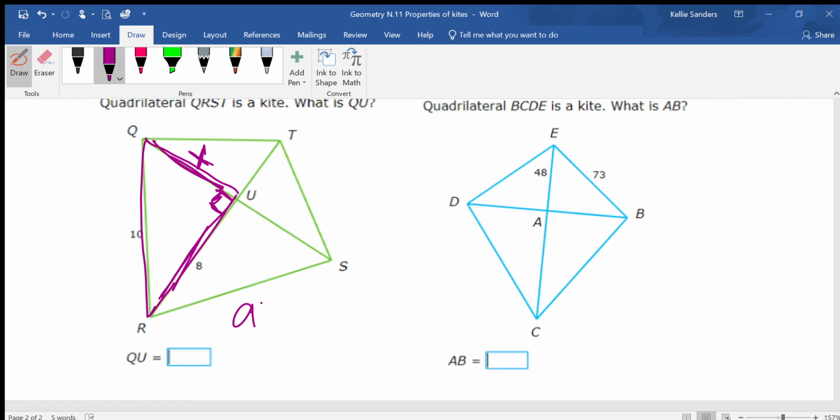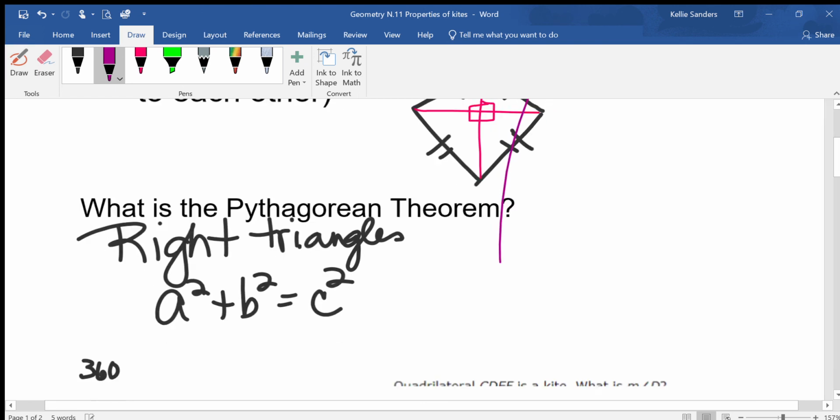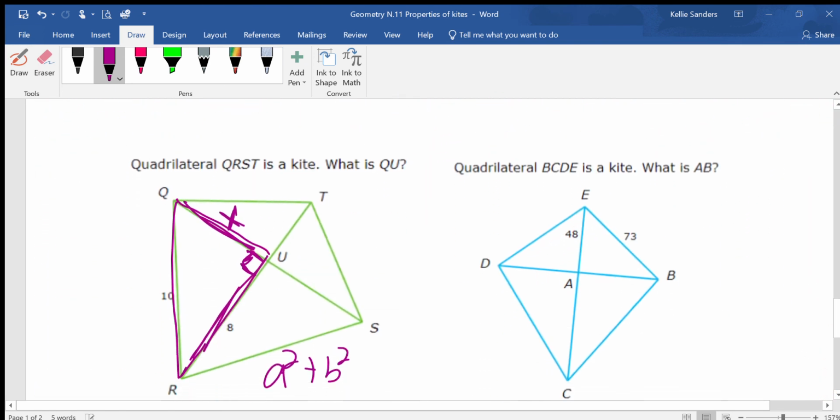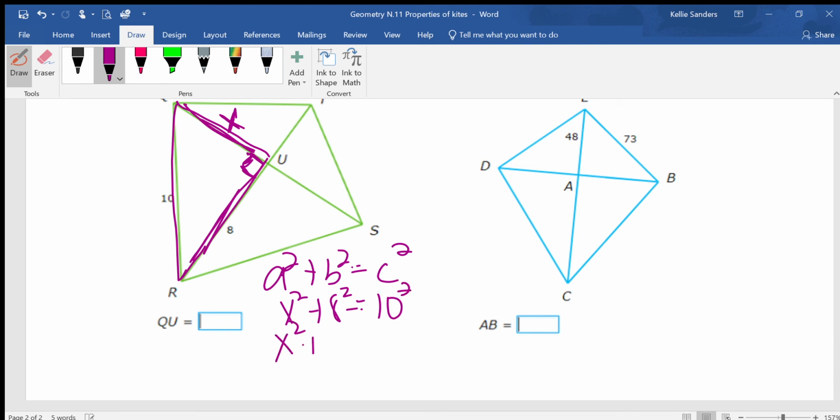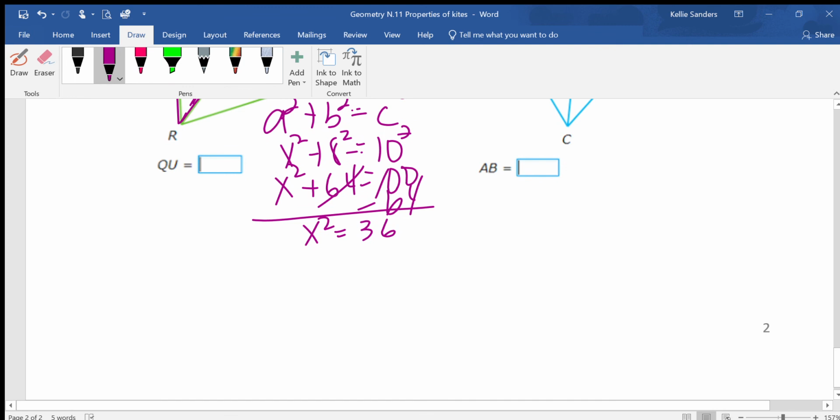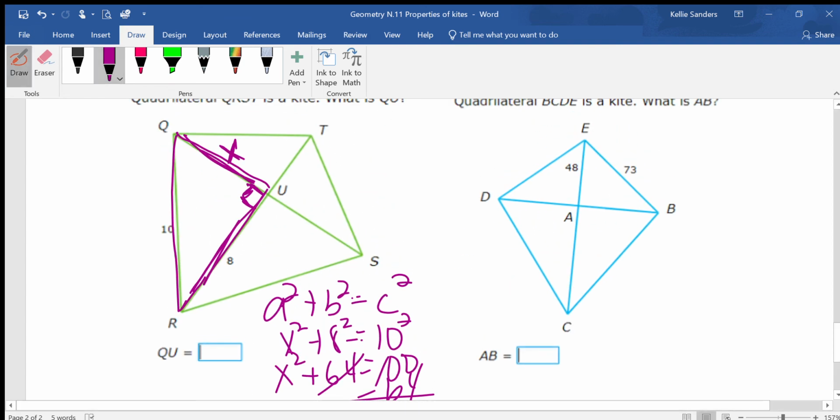So A squared plus B squared equals C squared. X squared plus 8 squared equals 10 squared. X squared plus 64 equals 100. Subtract 64. You get 36. You take the square root of 36 and get 6. X is 6, which means QU is 6.